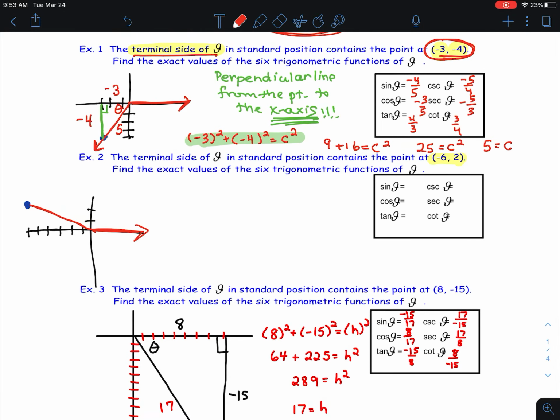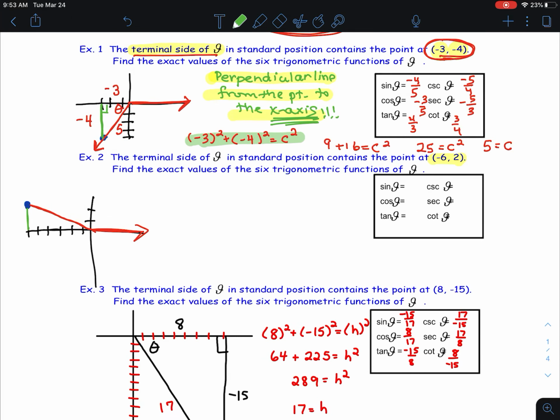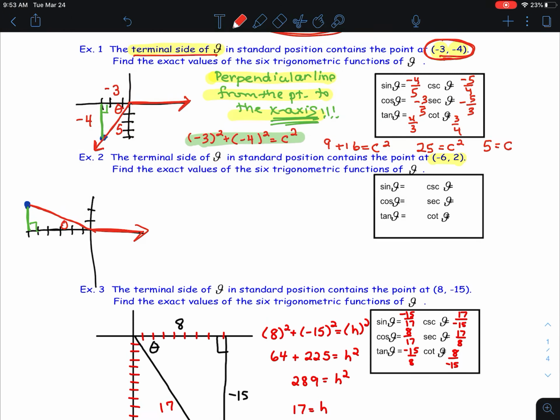Okay, once I've drawn the terminal ray, remember we said up here, you're always going to sketch a perpendicular line from that point always to the x-axis, okay, and this completes your triangle. Okay, when you have the triangle, put the theta symbol in at the origin and go back and look at your points and label. The x value was -6, so that means I went to the left 6, so my horizontal leg is -6. The y coordinate is +2, so I'm going to label the vertical leg as a +2.